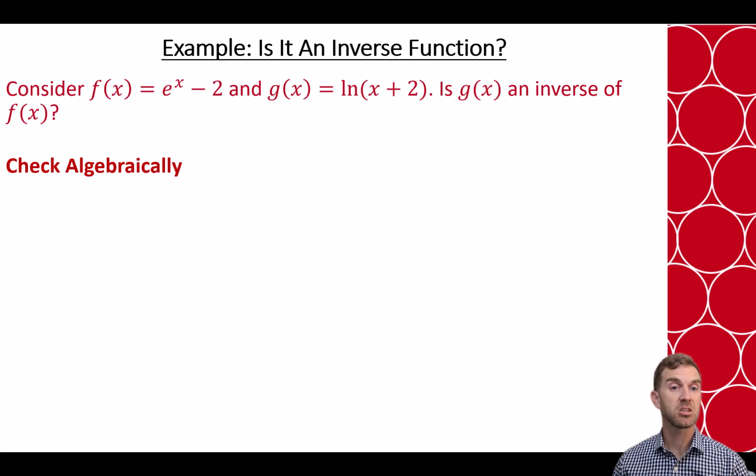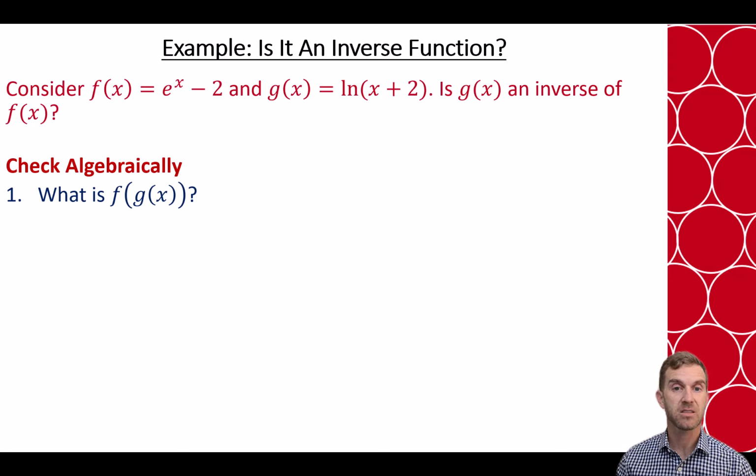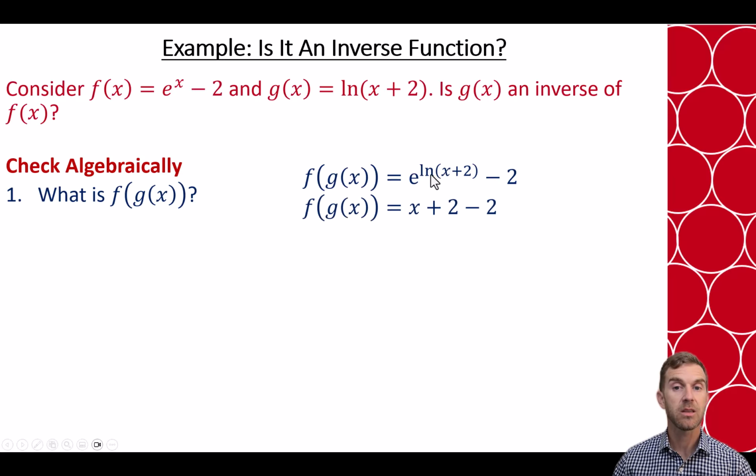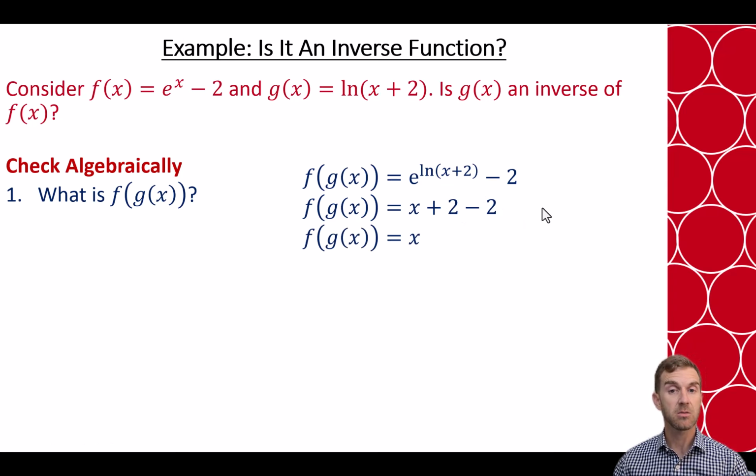Here we do our composition of functions. So we're going to say, what is f of g of x? We're going to take that expression for g of x and plug it in for x in our f of x function. So that would be e raised to the natural log of x plus 2, minus 2. And we have to recognize this is a logarithmic relationship that we know will simplify and leave us with x plus 2 minus 2. Now we can simplify 2 minus 2 and say that f of g of x equals x. Great, that's what we wanted to do.